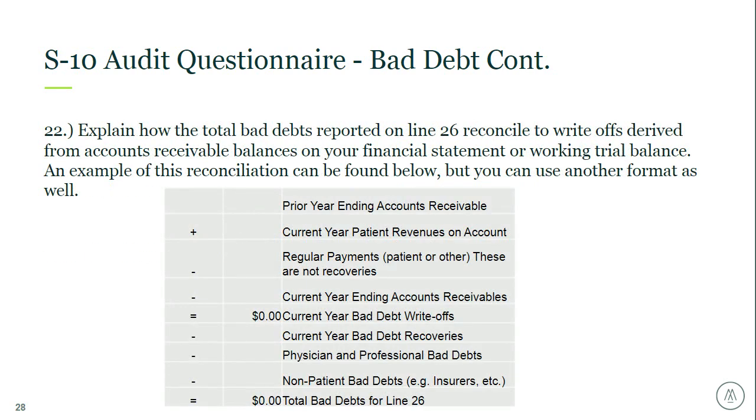So here we have, explain how the total bad debts reported on line 26 reconciles to write-offs derived from the accounts receivable balances on your financial statements or working trial balance. Yeah, so on this slide, this is just one of the examples we've seen in regards to bad debt templates that a hospital can use to reconcile the provided bad debt detail recorded in line 26 to financial statements or that working trial balance. I think the main takeaway is that the auditor is looking for actual patient detail that led to a reduction in accounts receivable for the fiscal year being audited.